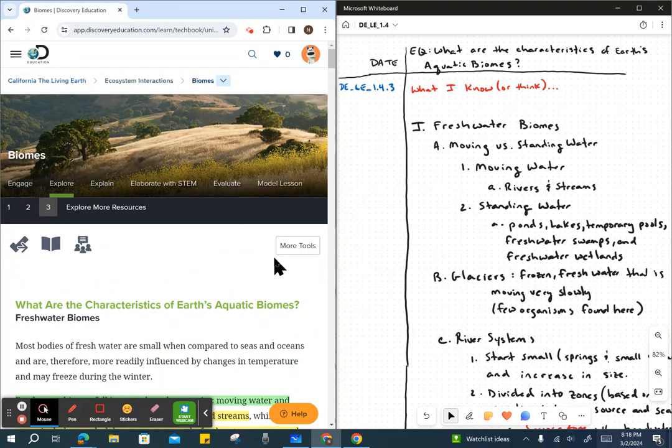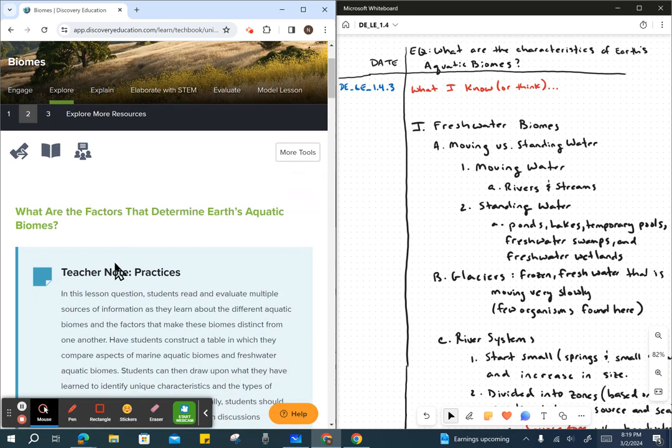We're looking at explore number 3 of biomes. This would be 1.4.3 of the living earth. Make sure you write that in the left section of your margin notes there. Put down the date and draw your template out here. The essential question: what are the characteristics of Earth's aquatic biomes?